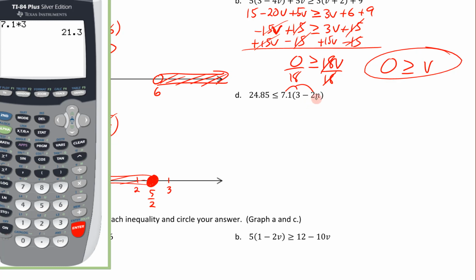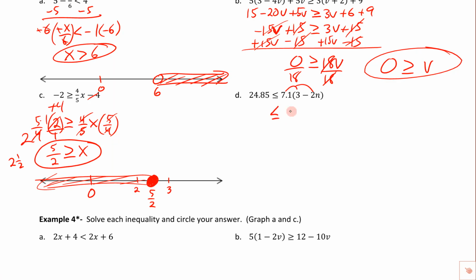21.3, and while we're at it, let's multiply that by -2. So 7.1 times -2, that's going to give us -14.2. So when we do that multiplication, we end up with 21.3 minus 14.2n, and then over here we have that 24.85. Okay, we now have a two-step equation that we need to finish off, so let's go ahead and move that 21.3. So I'm going to subtract 21.3 over here.